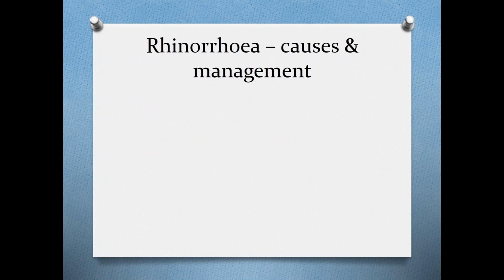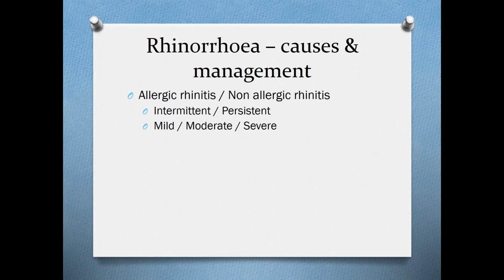How do we manage it? Essentially, we have to figure out what it is: allergic rhinitis or non-allergic rhinitis. Classify it as mild, moderate, or severe, depending on how bad their self-reported symptoms are, and whether it is intermittent or persistent. Also, when you're examining the patient and you see that the degree of obstruction is severe, then of course it's a severe problem.